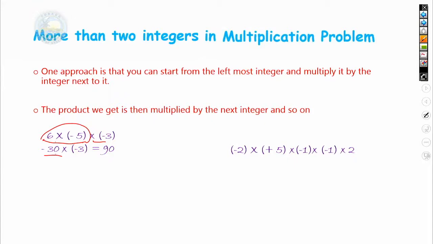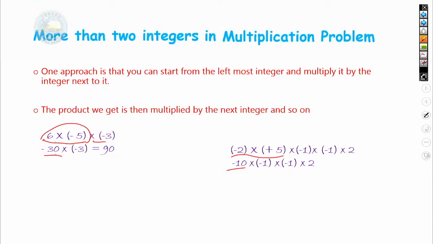Look here, this is another example. And I have negative 2 multiplied by positive 5 multiplied by negative 1 multiplied by negative 1 multiplied by 2. What do we do? Again, what are the first two numbers? So it's negative 2 multiplied by positive 5. Signs are different. I'm multiplying. Answer is negative. Negative 10. And I then go, remember to write back everything else that comes after. So it's multiplied by negative 1 multiplied by negative 1 multiplied by 2.